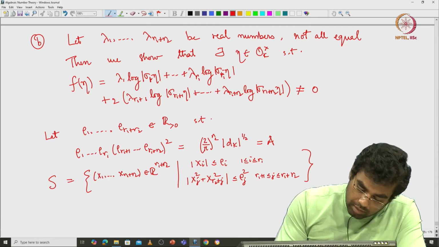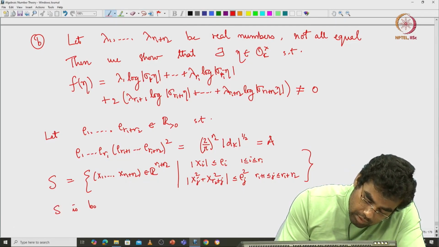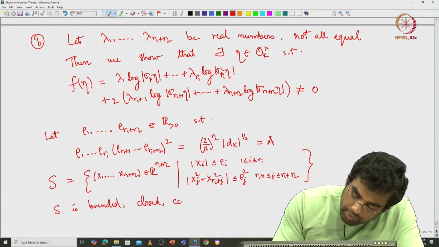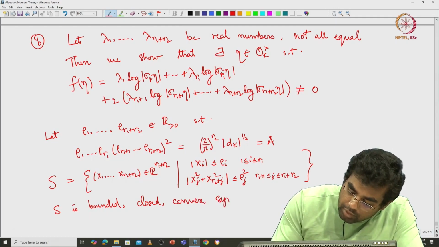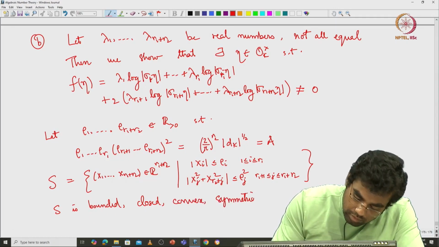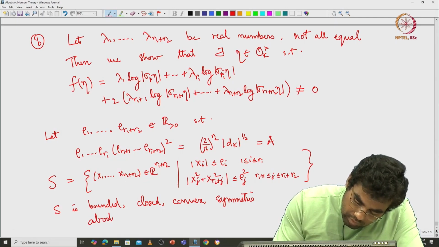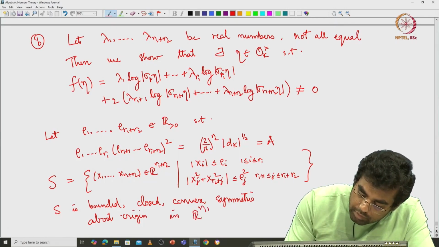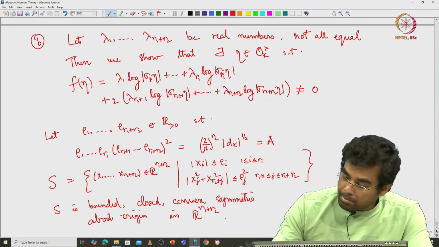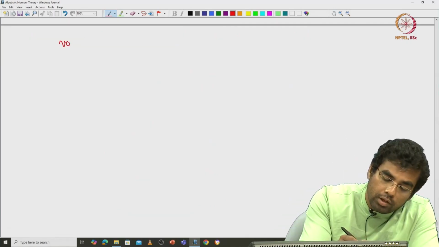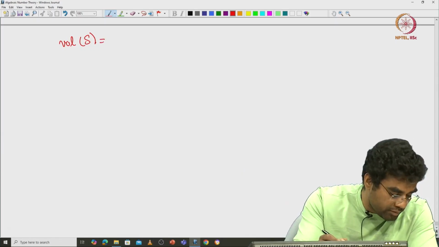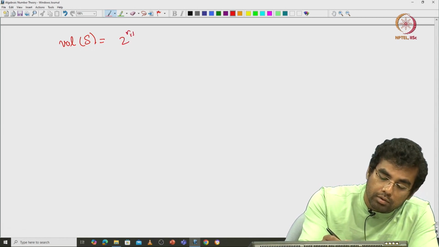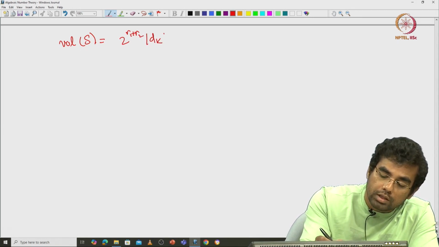Now, again S is bounded, closed, convex, symmetric about origin, in R to the power r1 plus r2, right. Furthermore, volume of S, we have computed this before in some sense, volume of S is simply equal to 2 to the power r1 plus r2 mod of dk to the half.